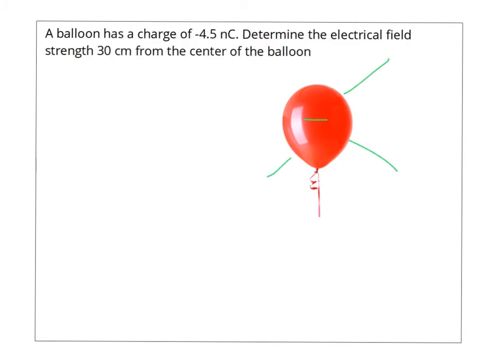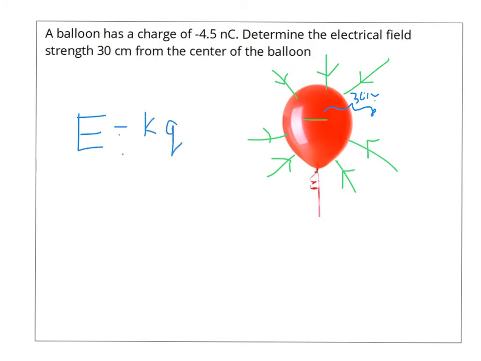If we want to look at the direction of the electric field, again, a positive test charge would go towards it. It would be attracted. So the electric field around this balloon would look something like this. Now I want to find the electric field at a point 30 centimeters away. So maybe this is 30 centimeters. I want to find the electric field at that point.